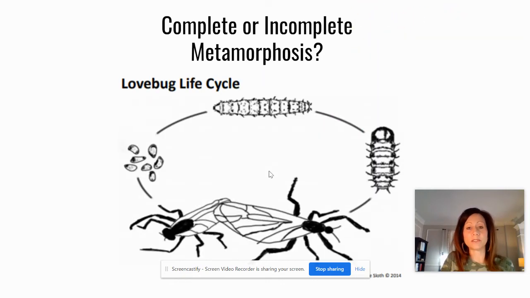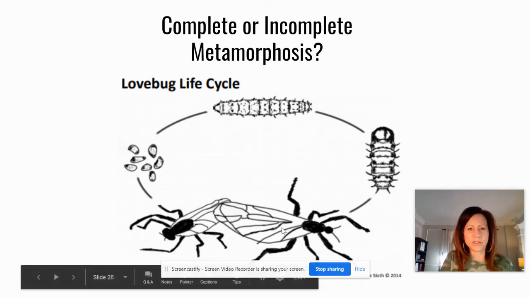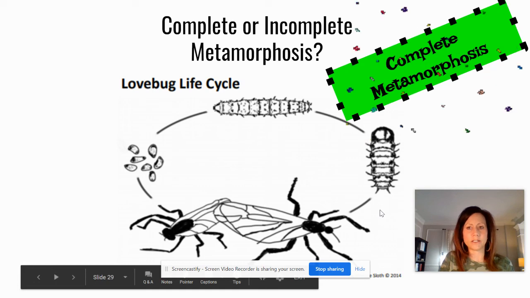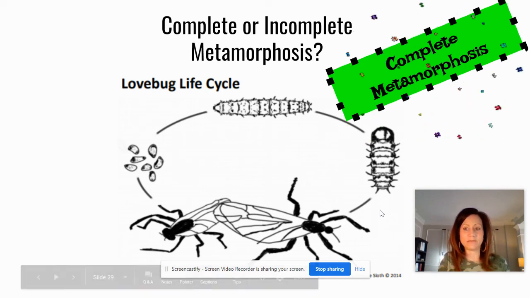That's complete metamorphosis. Okay, here's a love bug life cycle. So here's an egg, a larva, a pupa, and then an adult. So that's 4 complete stages. So that would be complete metamorphosis as well.